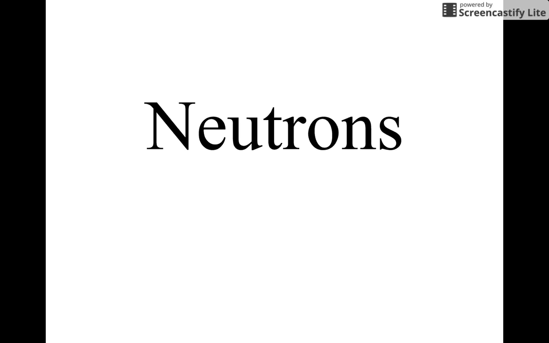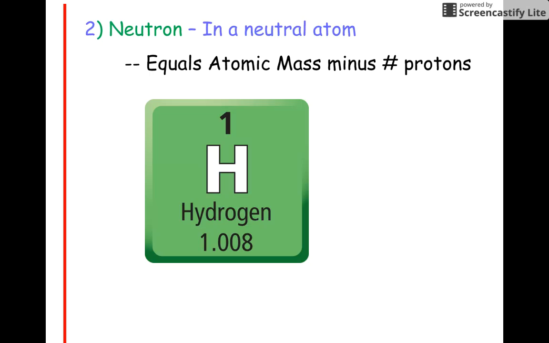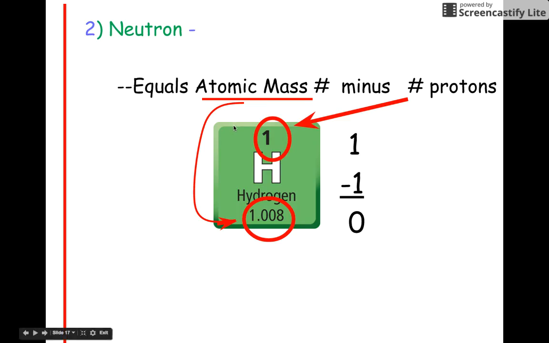Neutrons, you're going to have to do some calculations to find the number of neutrons. It equals the atomic mass minus the number of protons. Okay, so the atomic mass over here is 1.008. We're going to round this up to 1. And then we're going to subtract the atomic number, the number of protons, from the atomic mass, and that equals 0. So hydrogen does not have any neutrons.